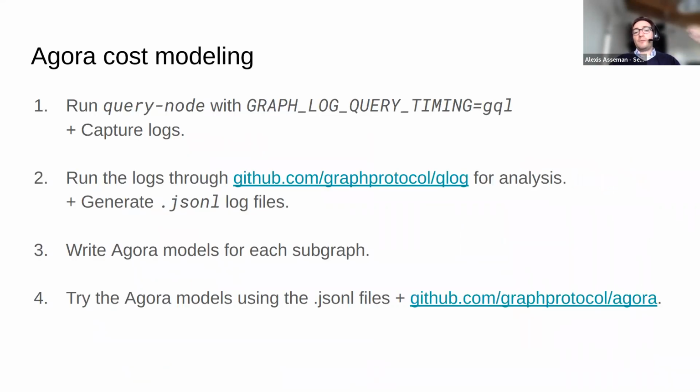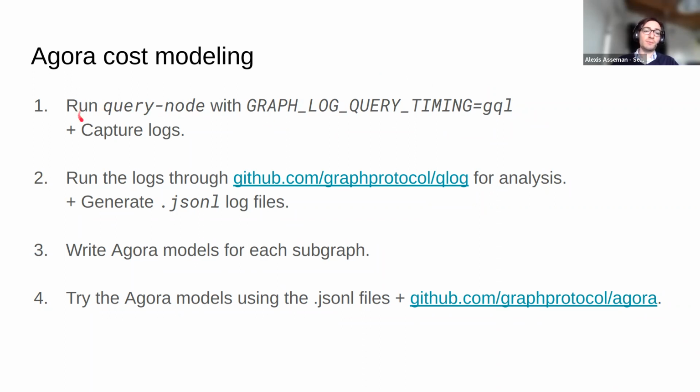So the overall flow, once again, I'm not going to go into details, but you can find some information in the READMEs of the different pieces of software I'm going to mention here. But the manual flow to create your Agora models is that first you run your query node with graphlog query timing equals GQL. And that will make the query node spit out the query contents and the query execution times to stdout.